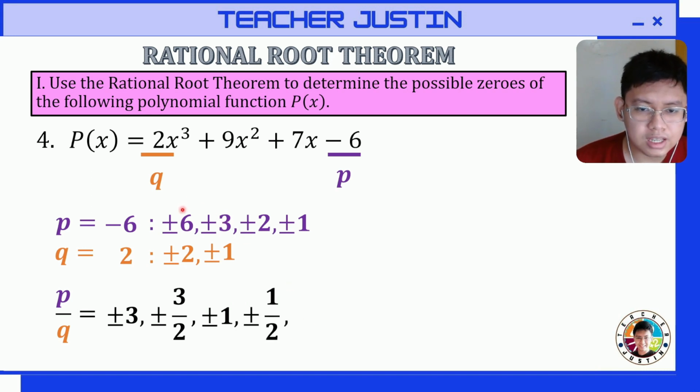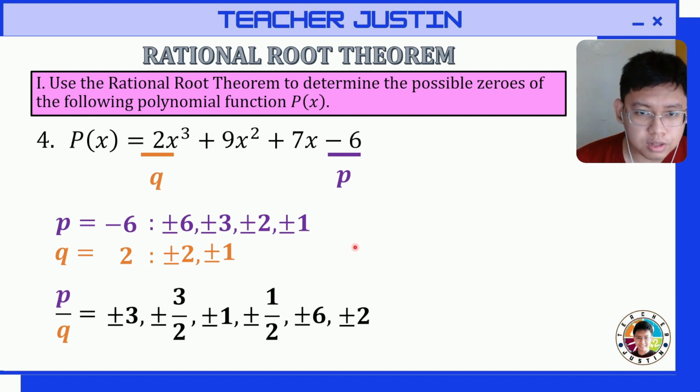Tapos, balik tayo kay 6. 6 divided by 1, that will give us 6. 3 divided by 1 is 3. So, meron na tayong 3 dito. So, we will not repeat that answer. 2 divided by 1 is 2. So, positive negative 2. And 1 divided by 1 is 1. So, since meron na tayong 1 dito, hindi na natin siya isusulat pa.